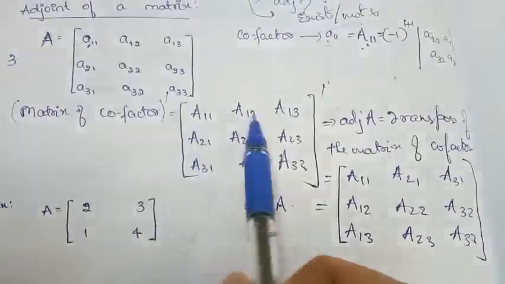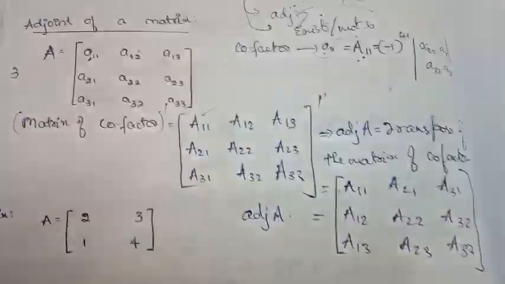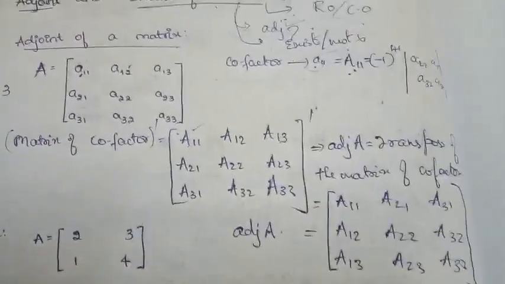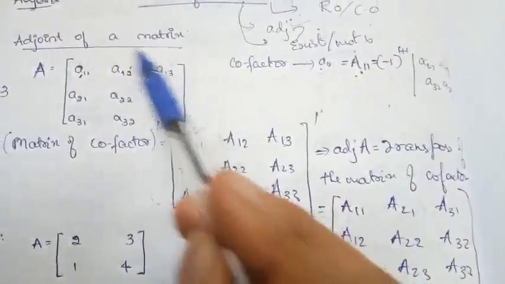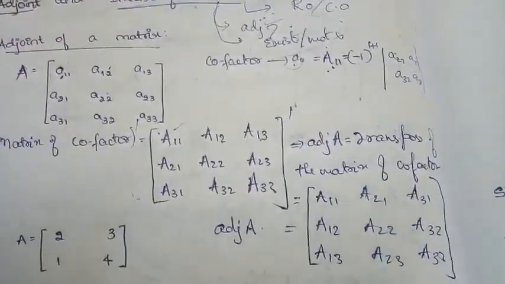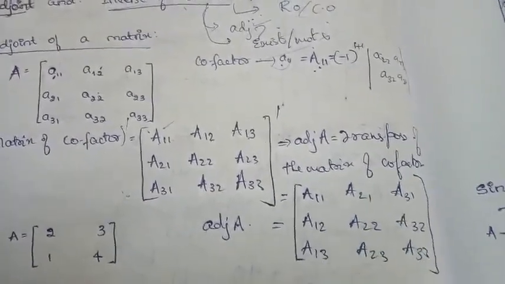Here all these capital A11, A12 are the cofactors of each and every element, and you already know how to find the cofactor for each and every element. After finding the cofactor of each and every element, if you write the transpose of that cofactor matrix, that is nothing but the adjoint of A.